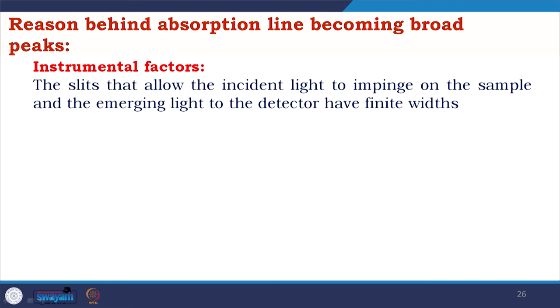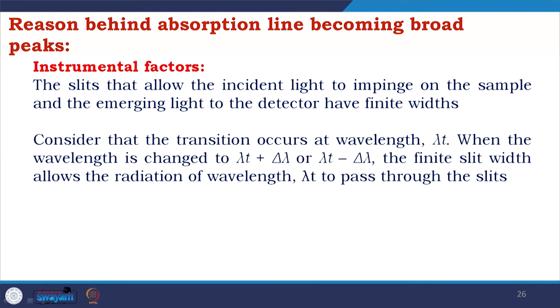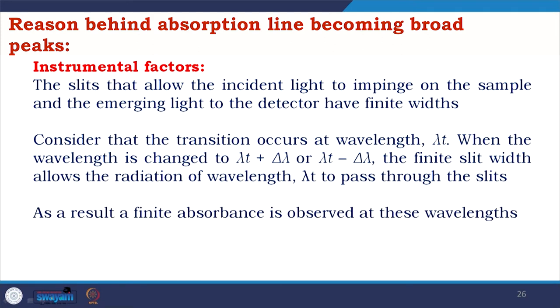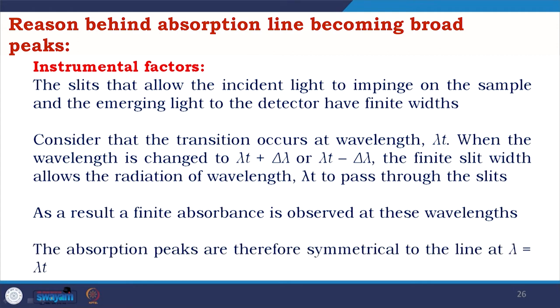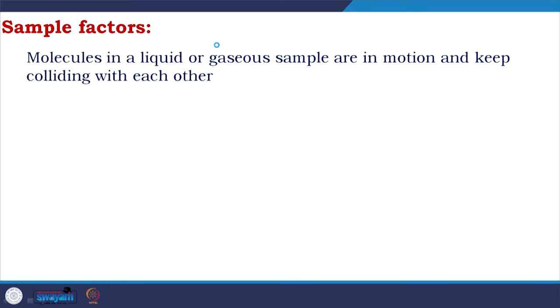One instrumental factor: the slits that allow the incident light to impinge on the sample and the emerging light to the detector have finite widths. Consider that the transition occurs at wavelength lambda t. When the wavelength is changed to lambda t plus delta lambda or lambda t minus delta lambda, the finite slit width allows the radiation of wavelength lambda t to pass through the slits. As a result, a finite absorbance is observed at those wavelengths. The absorption peaks are therefore symmetrical to the line at lambda equal to lambda t. So, that is why the broadening happened.